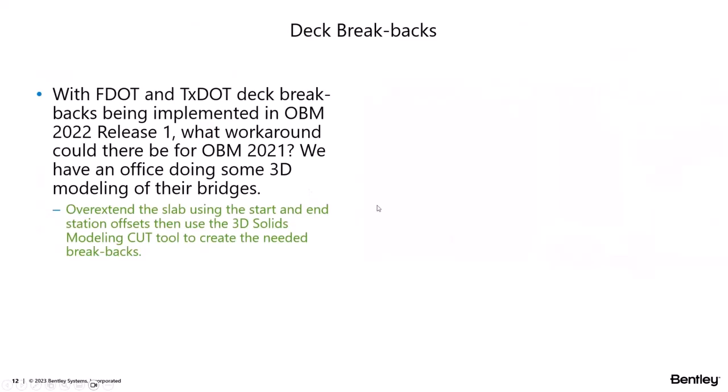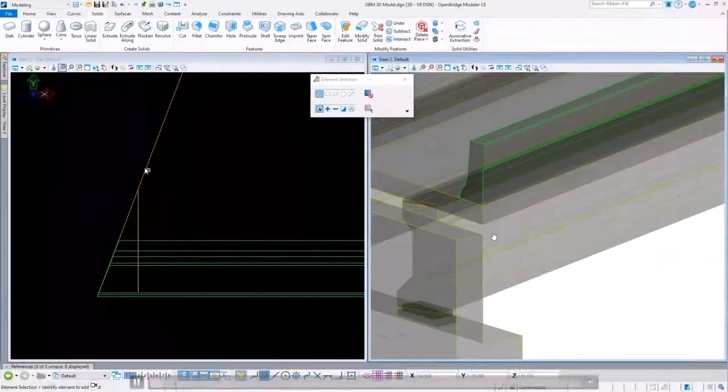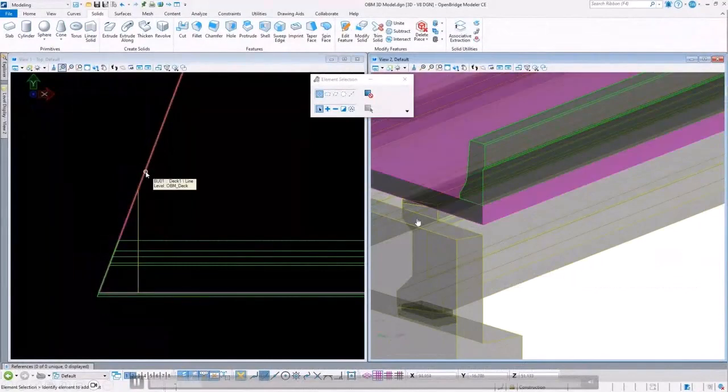All right, deck breakbacks. That's something that was implemented in OBM in 2022 release 1, so version 10.11. But if you're not using that version yet, whether it's for TxDOT or FDOT or some other agency, how can you do those deck breakbacks today? Well, today what you'll do is you'll overextend the slab if you need to from the start and end of the bridge, and then use the 3D solid modeling tools to go in and cut that template there.